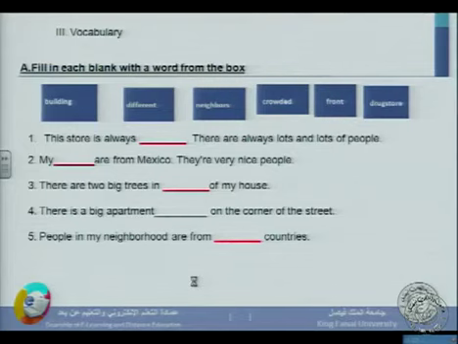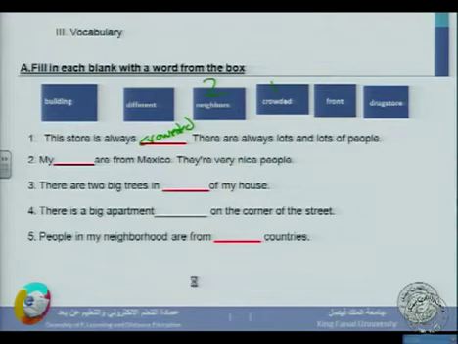في بعض الكلمات هون. Fill in each blank with a word from the box. وبدي إياكم تحفظوا هذه الكلمات لأنها ممكن تيجي في الامتحان. This store is always crowded. Crowded معناها ضاج في الناس. There are always a lot and lots of people. My neighbors are from Mexico.